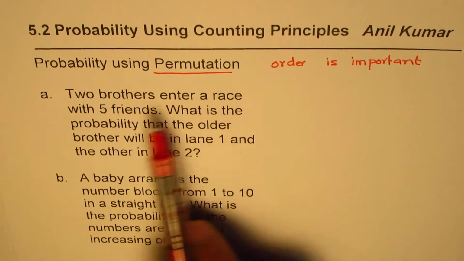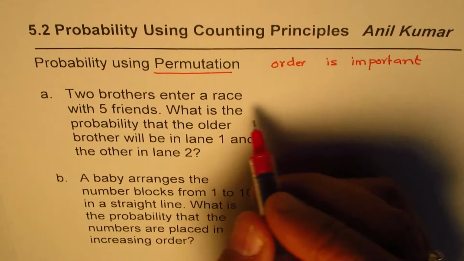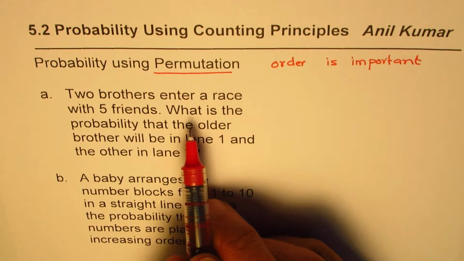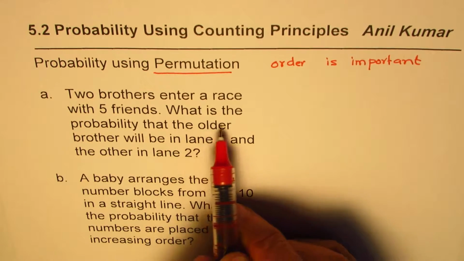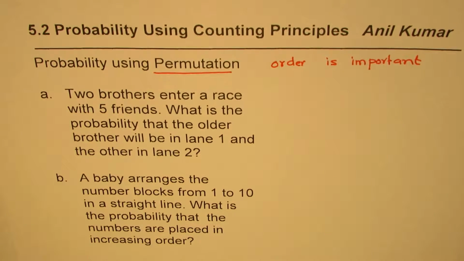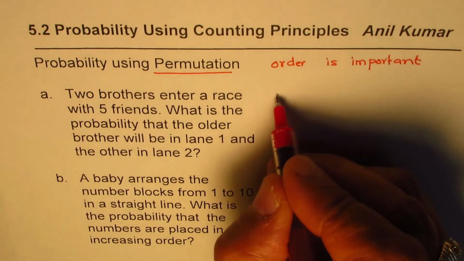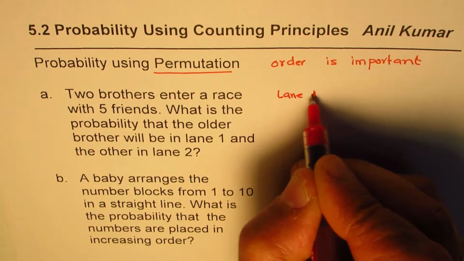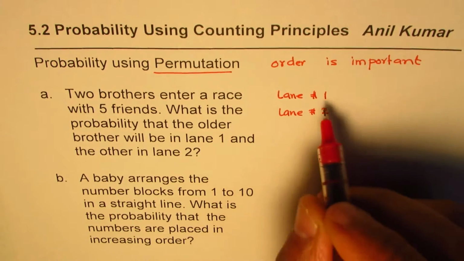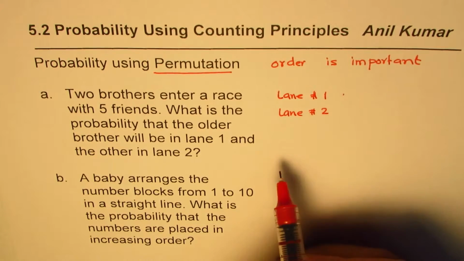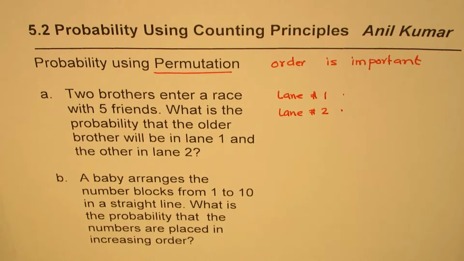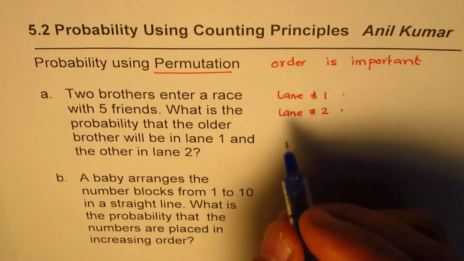Two brothers enter a race with 5 friends. So there are 7 in all: 2 brothers and 5 friends. What is the probability that the older brother will be in lane 1 and the other in lane 2? So we are trying to fill lane 1 and lane 2, and we need to find the probability of older being in lane 1 and the other in lane 2. Now, what is the sample space with us?